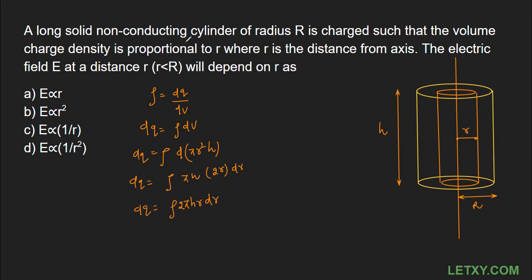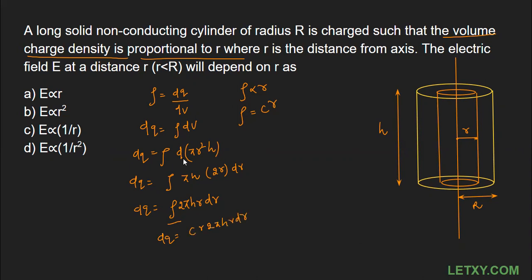Now in the question it is given that the volume charge density, rho, is proportional to small r. As you all know, in order to remove this proportionality sign, we have to put an equal sign and a constant. Let's take C as the constant of proportionality. So rho is equal to Cr. I'm going to put this value here. So dq is coming out to be rho, which is Cr, times 2 pi h r dr.